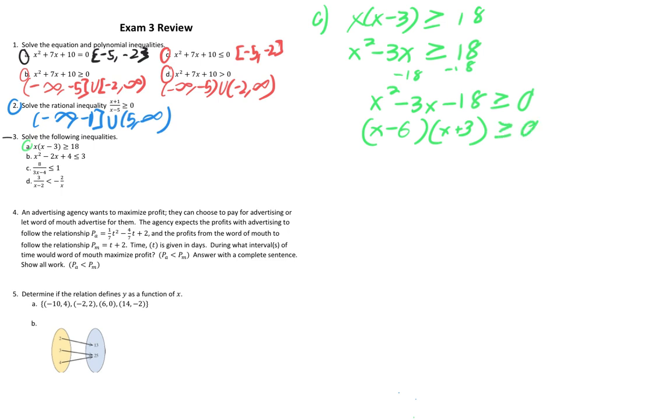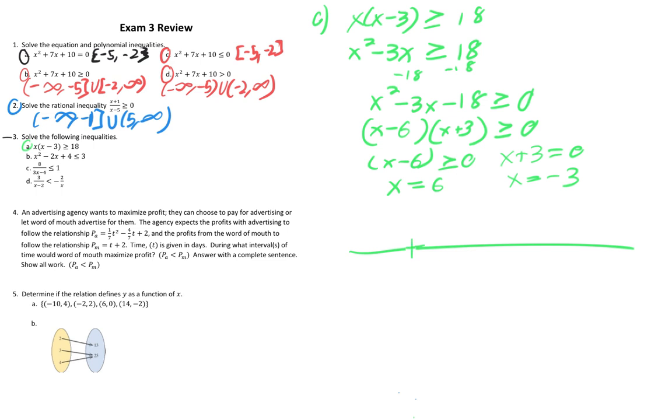So we want to set each one of those equal to 0. So x minus 6 equals 0 and x plus 3 equals 0. Essentially, we just want to do equal to 0 to find out where our zeros are, and then we can decide where they're greater than afterwards. So we know that x is going to be equal to 6, and x is going to be equal to -3. So now we're going to do our number line. We're going to have -3 here and 6 here.